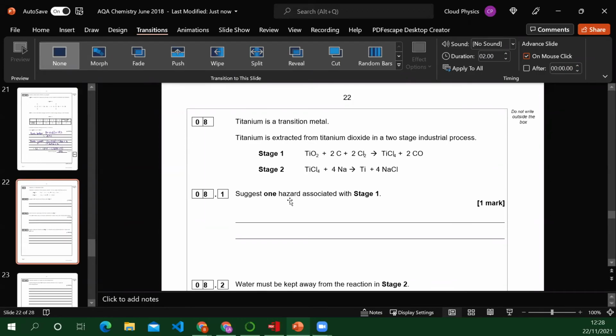So just one hazard associated with stage 1. One hazard associated with stage 1 is chlorine gas is toxic. Also carbon monoxide. I'm going to put both here, but we only need one. Carbon monoxide is toxic in a different way, as it suffocates you. Chlorine is very, very dangerous on its own. So always be careful when you're working with chlorine.